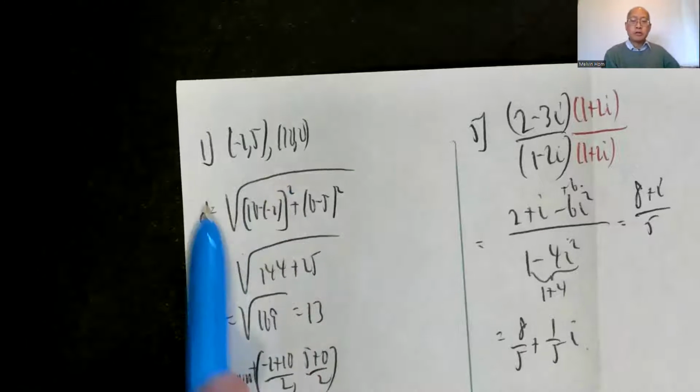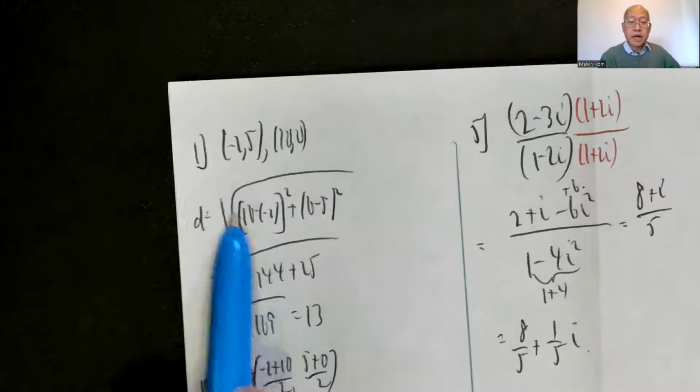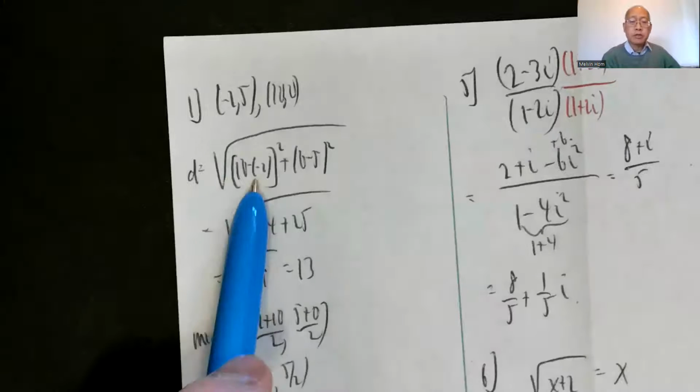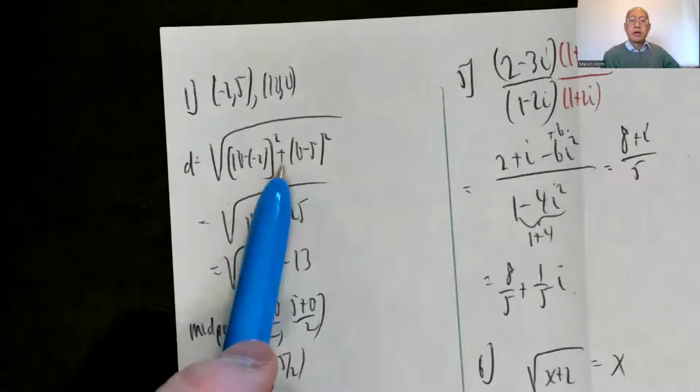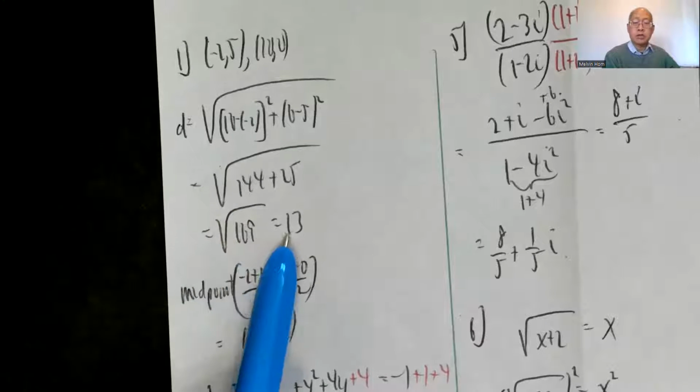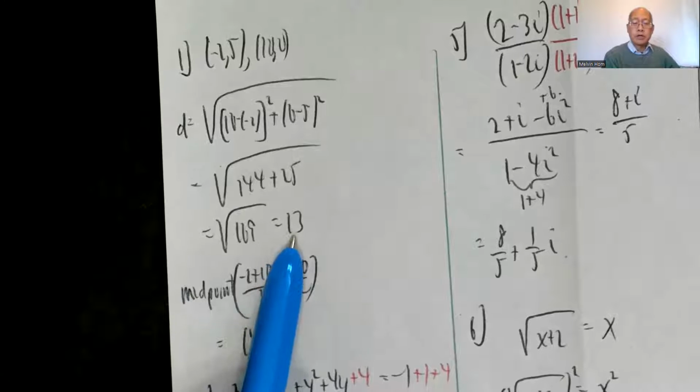The distance formula is the square root of (10 minus -2) squared plus (0 minus 5) squared. 10 plus 2 is 12. 12 squared is 144. -5 squared is 25. Add them up, you get 169. The square root of 169 is 13. So the distance is 13.